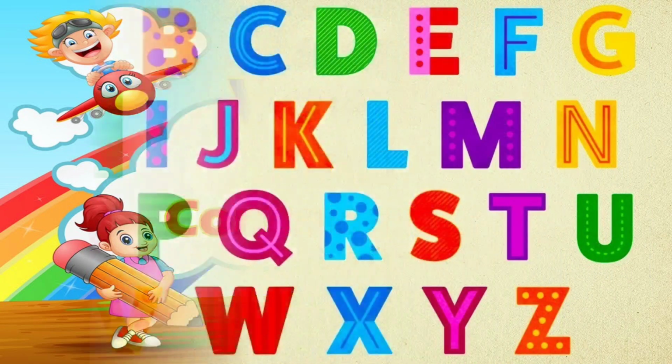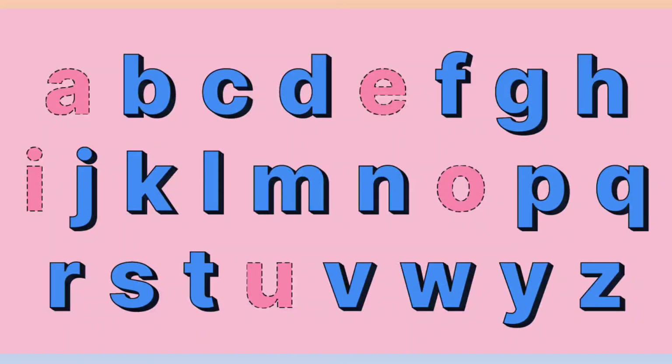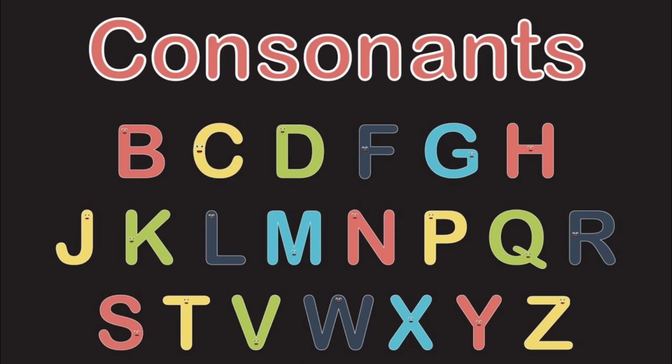Children, you all know that there are 26 letters in the English alphabet family. Now from these 26 letters, we have 5 vowels. How many vowels? 5. Okay, they are A, E, I, O and U. And all the other remaining letters are called consonants. What are they called? Consonants. Now let us find vowels in words.